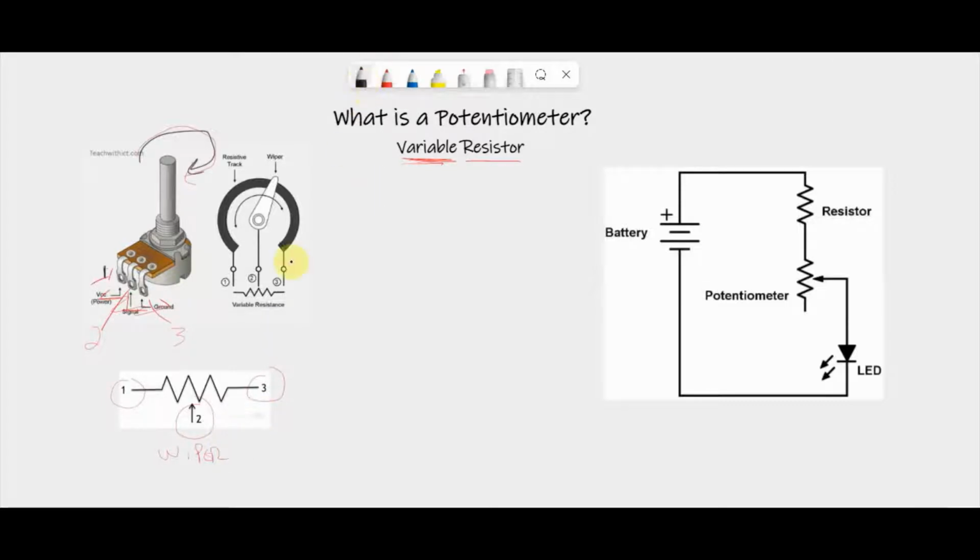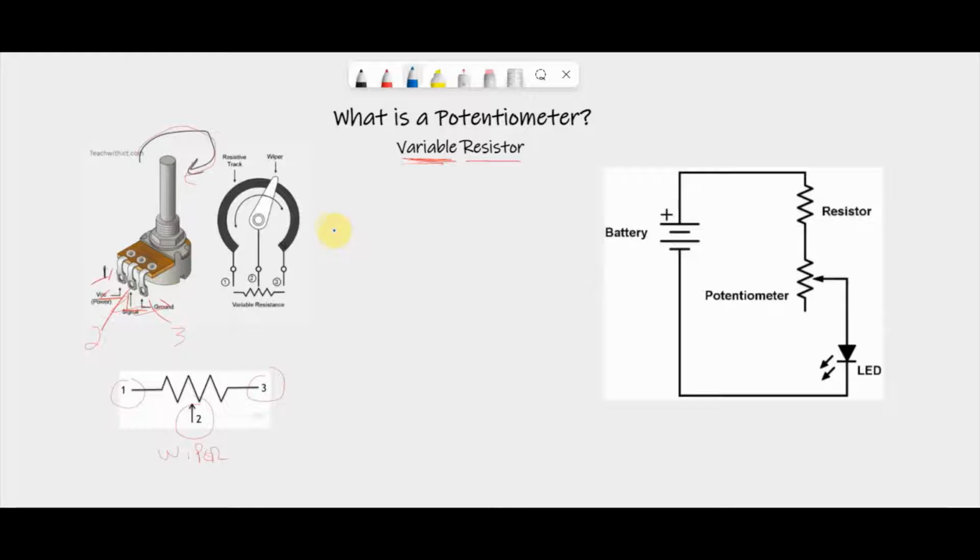The wiper is the middle pin, and it's attached to this arm here that, when the knob is moved, rotates it across the resistive track. So, for example, we can hook this up several different ways. But if we put a meter between 1 and 2, and then 2 and 3, and then 1 and 3, this is what we would get.